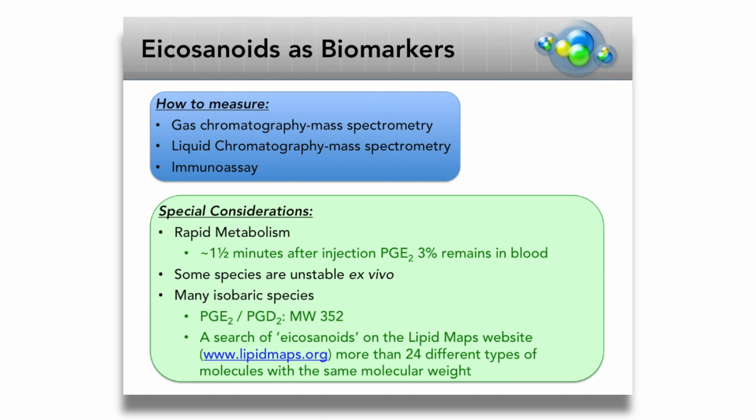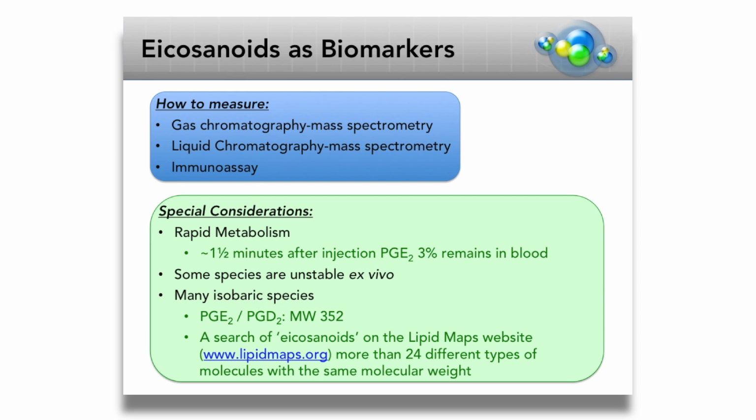Importantly, prostaglandins are rapidly metabolized. For example, after injection of PGE2 into an animal, 3% of it remains in the blood after 1.5 minutes. So trying to quantify prostaglandins, as well as other eicosanoids, in the blood is not feasible or recommended, because the levels that are generated are very transient and not reflective of systemic production of these molecules.